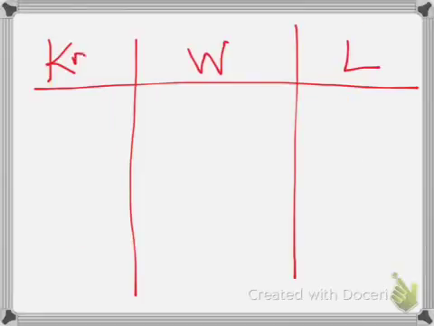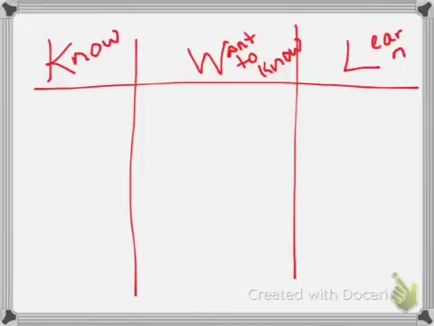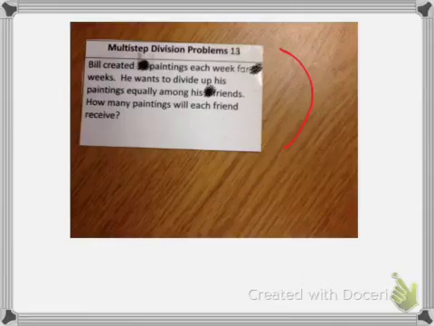The K is for know, so what they know from the story. The W is what they want to know, so basically what it's asking. And then the L is what they learned. This is their answer, basically, and where they do their work. Okay, so the first thing is know.